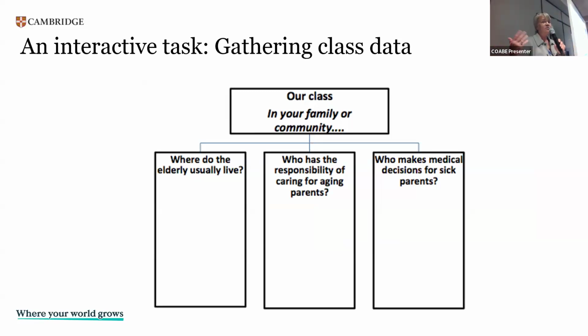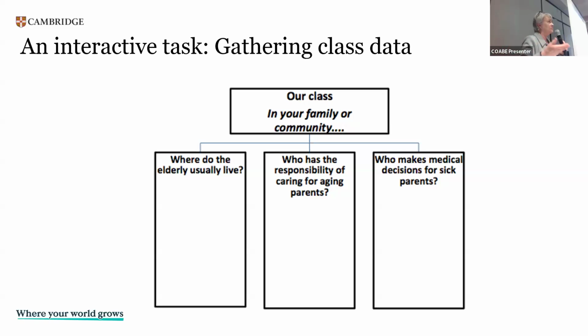So we start off with a set of key questions around a theme. I meant to say this earlier: everything I'm doing today, I hope you see that you don't have to use the video I used. You don't have to use any of the content. It's the techniques, the strategies, the process, the decisions. So you could be thinking about a lesson on any number of topics, whether it's employment or health, and you come up with a series of questions. Here: where do the elderly usually live in your community or family? Who has the responsibility of caring for aging parents? And who makes medical decisions?